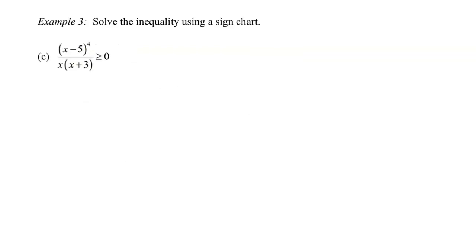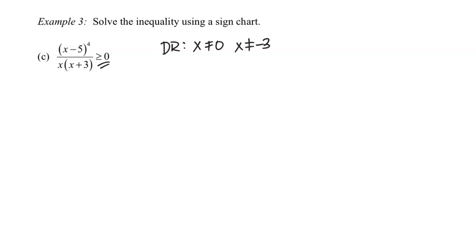Okay, letter C is a rational inequality because we have a rational function and we want to know where that rational function is either positive or equal to 0. Now, for rational functions, I know that I have domain restrictions, and so the domain restrictions are going to come whenever the denominator is equal to 0. So I'm going to get x cannot equal 0 and x plus 3 cannot equal 0, which means that x cannot equal negative 3.